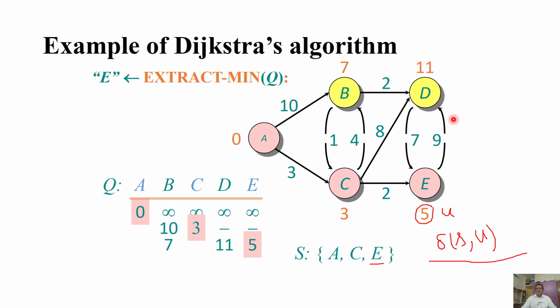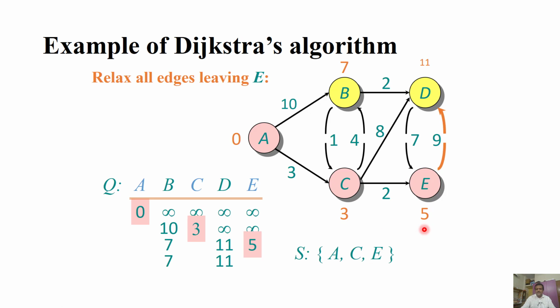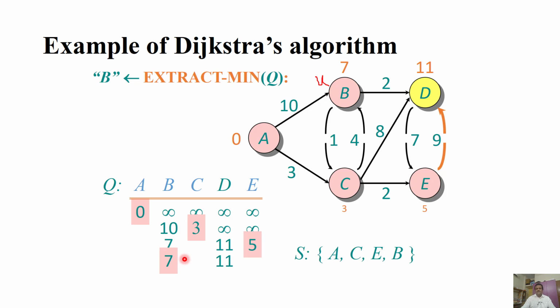Now we have to check which vertices are adjacent to this. This is the adjacent vertex, our V. For this vertex we have a path whose cost is 11. Now we have a new path. We can go from S to this vertex with a cost 5 plus direct edge 9. So 14. 14 is not better than 11. So we are not going to relax this; it will remain unchanged. Now the next minimum is 7. So 7 is our next U.